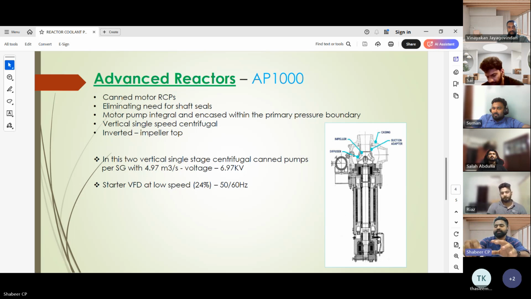Normally, the RCP is connected in the cold leg of the primary loop, so it will avoid some mechanical issues like cavitation and so on. In this canned motor, when we are starting using the VFD, it will provide the starting mechanism. During the starting period, it will start at low speed up to 24%. Whether it is 50 hertz or 60 hertz, the drive will provide the starting and operation of this RCP. This is an advanced type of reactor coolant pump, the canned motor RCP.